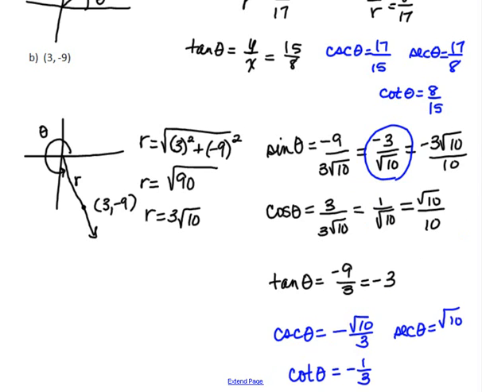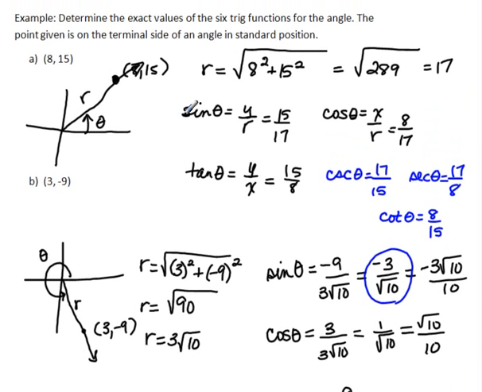So the key is finding the value of r by using the formula of the circle, x squared plus y squared equals r squared. So solving for r is the square root of x squared plus y squared. And then dividing the x and y values by that to get the sine, cosine, and then the other functions are pretty much straightforward from what you've learned thus far.